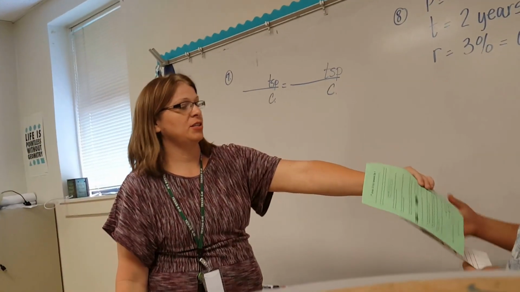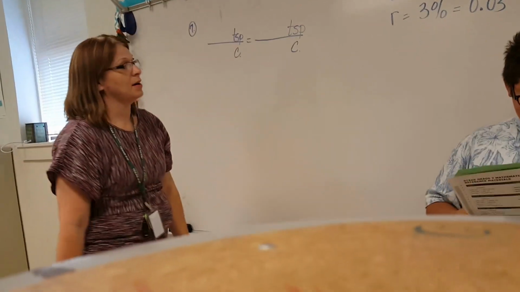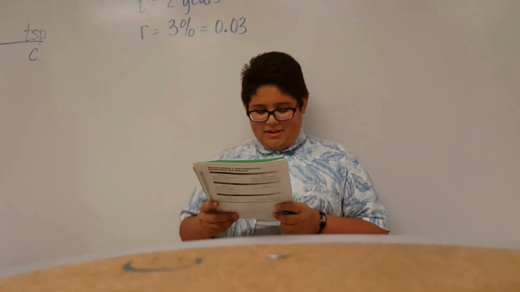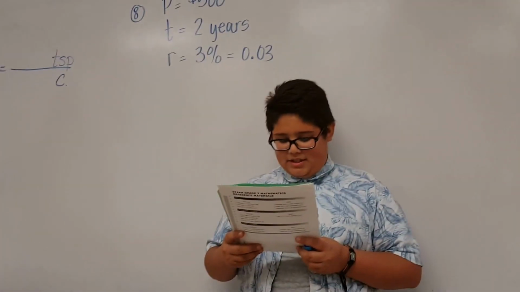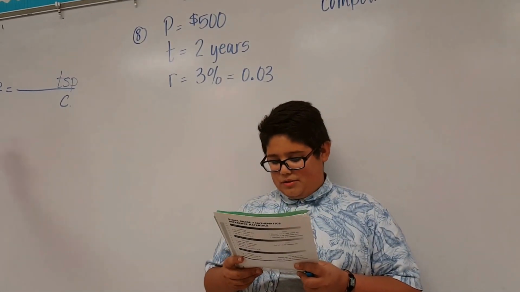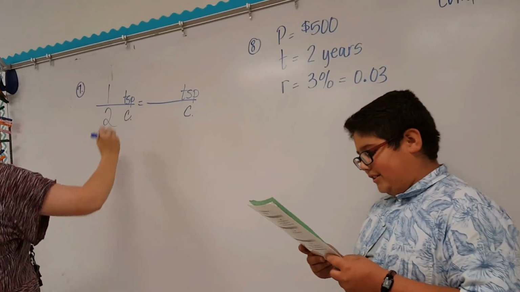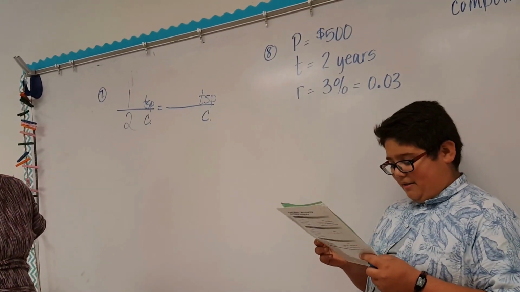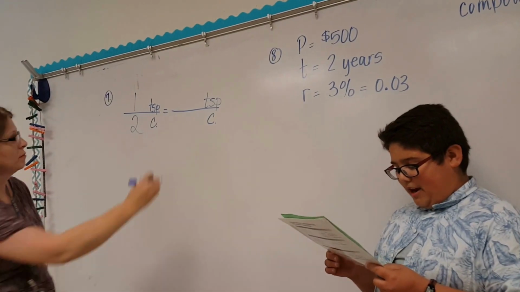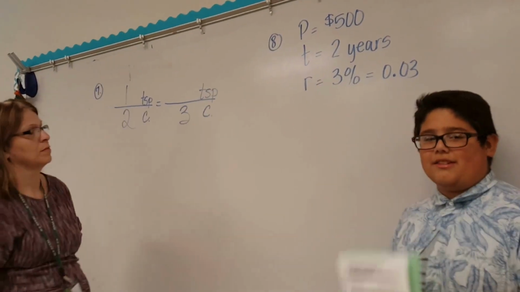I'm going to read question number 7 of our homework. Mr. Alonso has a recipe that needs 1 teaspoon of sugar every 2 cups of flour. If he increases the amount of flour to 3 cups of flour, how many teaspoons of sugar are needed?